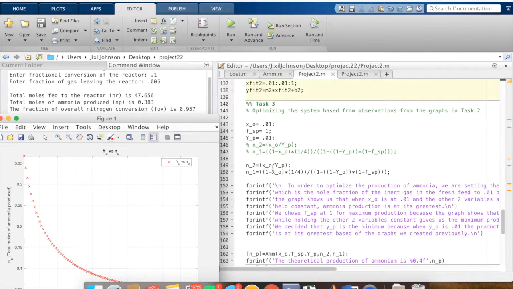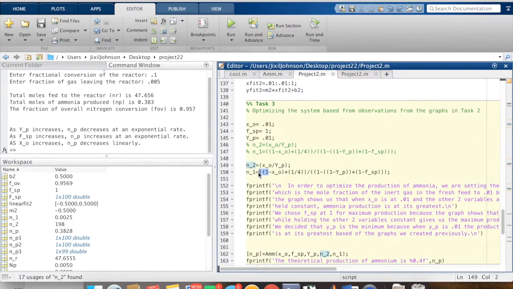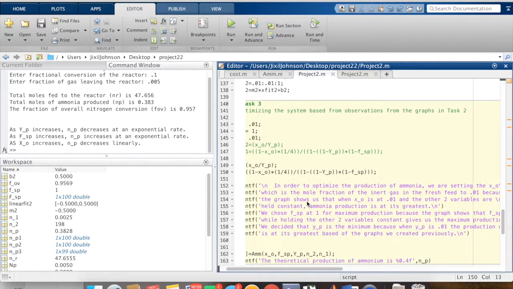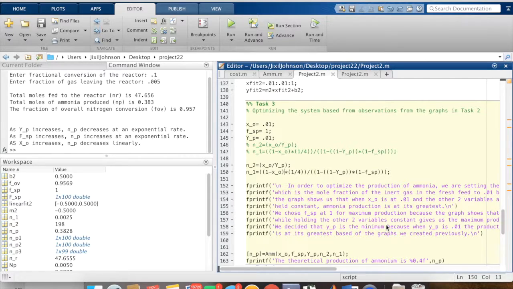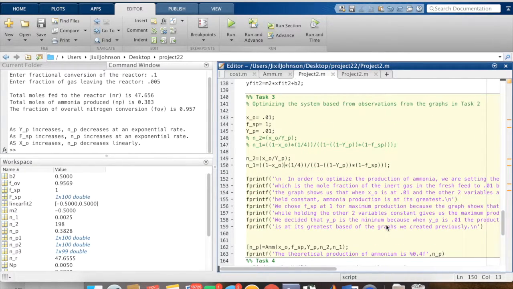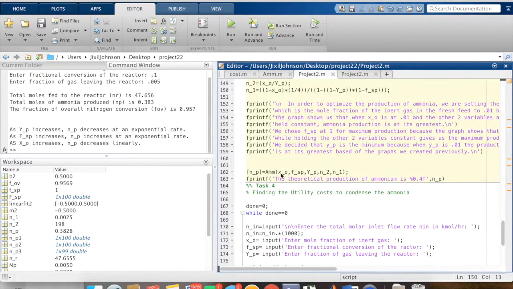So we can calculate N1 and N2 using the same equation from task 1. And in order to optimize the production of ammonia, we are setting the x0, which is the mole fraction of inert gas in the fresh feed, to 0.1, because the graph shows us that when x0 is at 0.1 and the other two variables are held constant, ammonia production is at the greatest. We decided that yp is the minimum because yp is at 0.1. The production of ammonia is at the greatest because of the graphs we created previously. And we're calling a function ammonia, resulting in NP, which is the molar mass, and we're printing the theoretical production of ammonia.